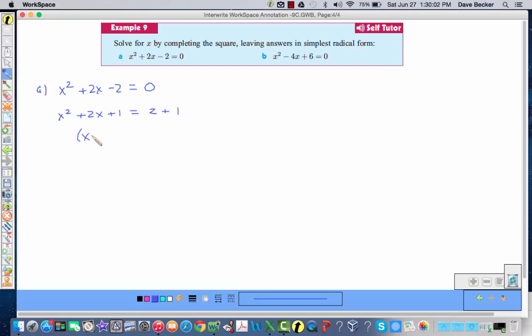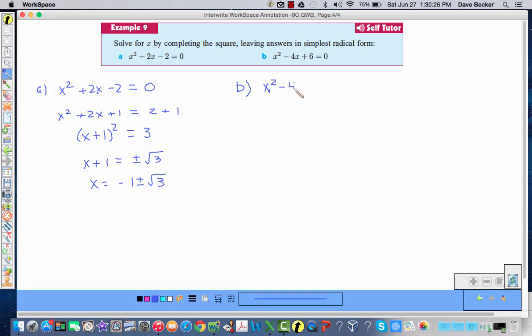Then life, could it be any better? Seriously? X plus 1, the quantity squared, is equal to 3. So to solve, I take the square root of both sides, and x plus 1 then would equal plus or minus the square root of 3. And there are your two beautiful solutions to this quadratic. Boom. B, let's do the same thing.